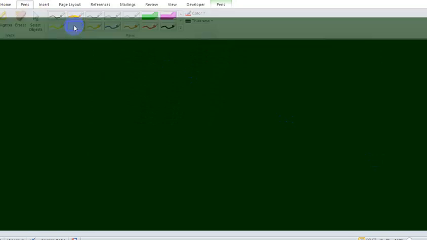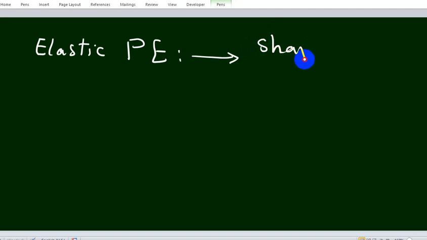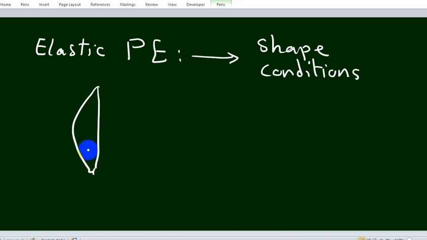Now, the second type, which is elastic potential energy. And we mentioned that the elastic potential energy depends on the object shape or conditions. How? For example, if you have a rubber band and you stretch this rubber band and you leave it, it will move or vibrate. So by stretching the rubber band, it stores elastic potential energy.